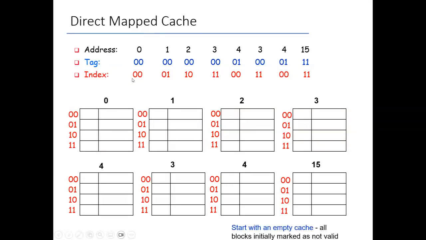It will go to which set? Set 0. It will go to set 0 because the index field is 00. Since the index field is 00, it will go to set 0. Now, will it be a hit or a miss initially? No, it will be a miss, because the tag field is not there yet. So initially this is a miss.